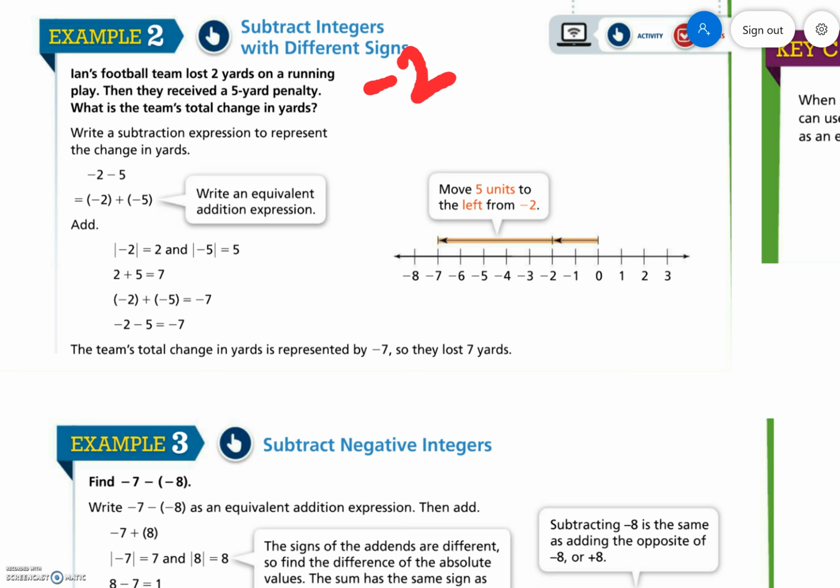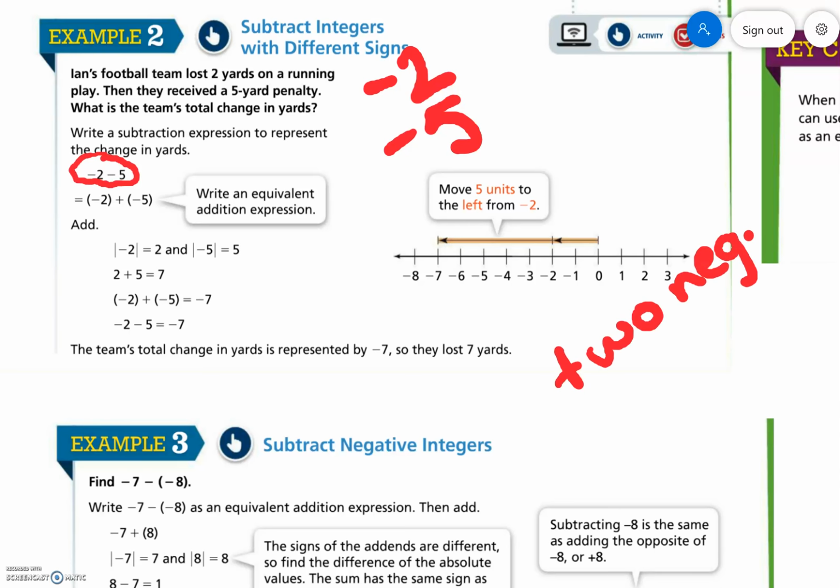Well, if you know anything about football, penalties mean they go backwards. So they're going to lose 5 yards again. So this is why we are subtracting integers. So here we have negative 2 minus 5. We have 2 negatives. That means our answer is going to be positive or negative? Negative. So 2 negatives give a negative, just like when we were doing addition.